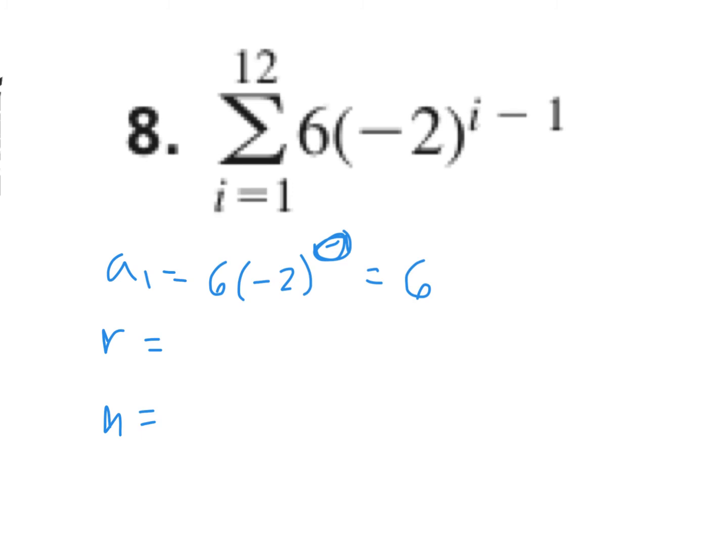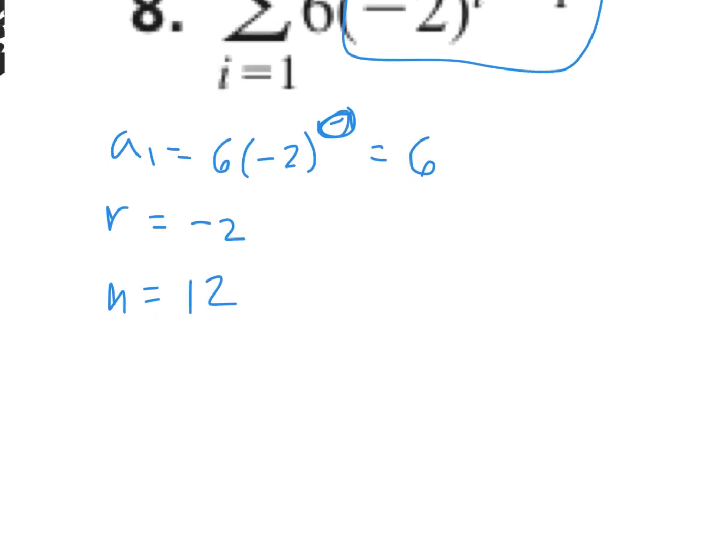Now what is our ratio? Negative 2. Perfect. It's whatever touches whatever has the exponent. So negative 2. And then what is our n? 12. Awesome. Then we plug everything in. We have 6 times 1 minus r, which is negative 2, to the power of n, which is 12, over 1 minus negative 2.